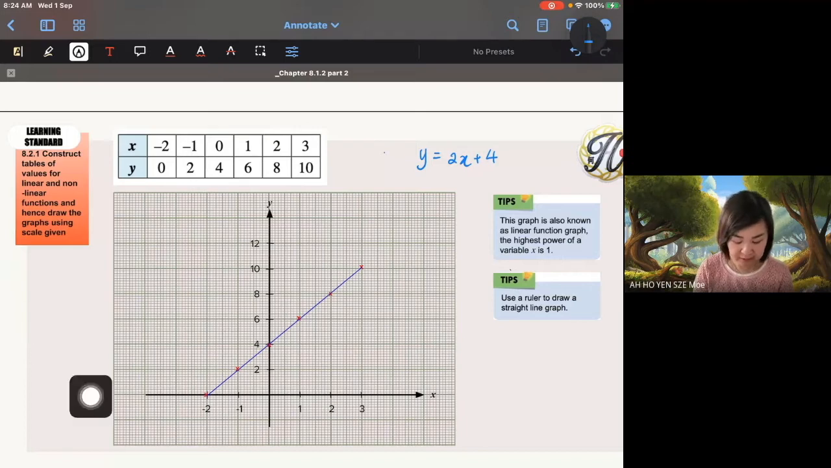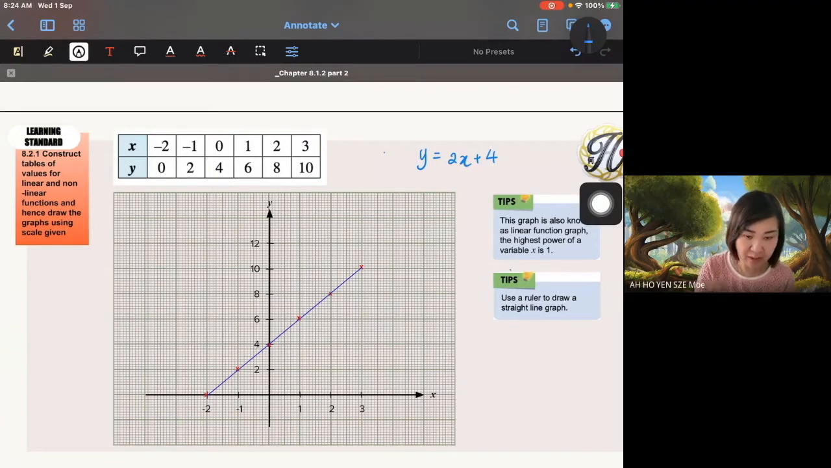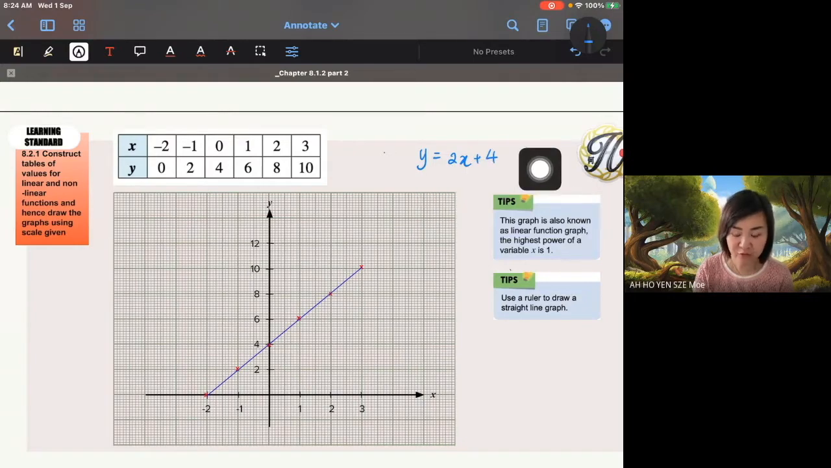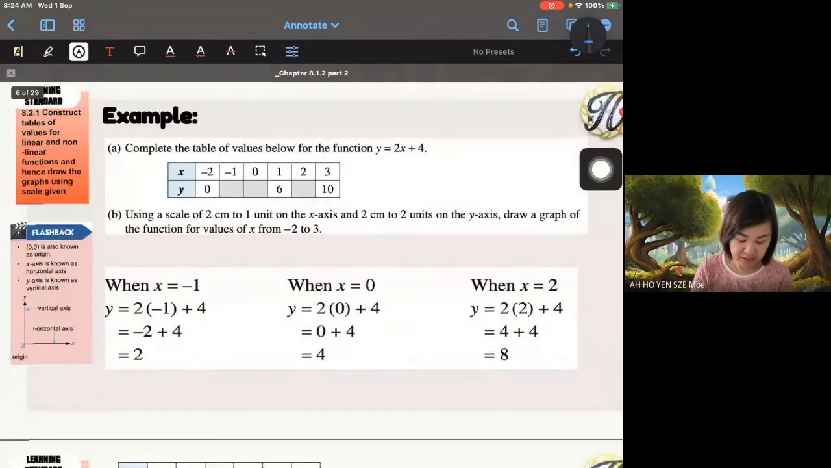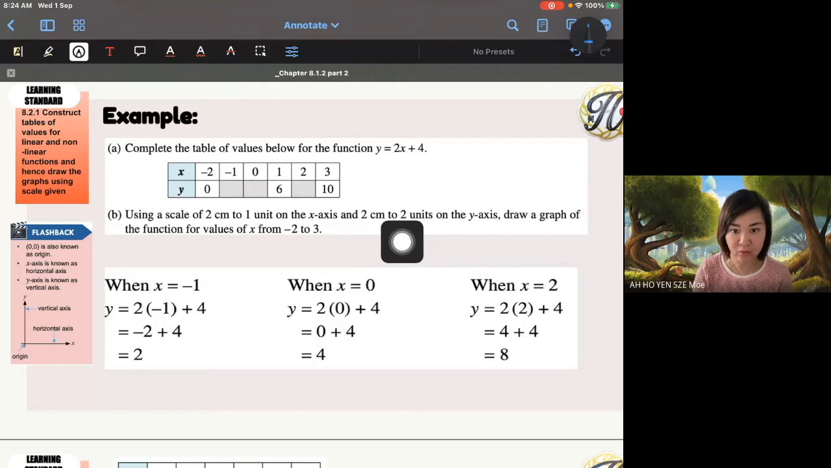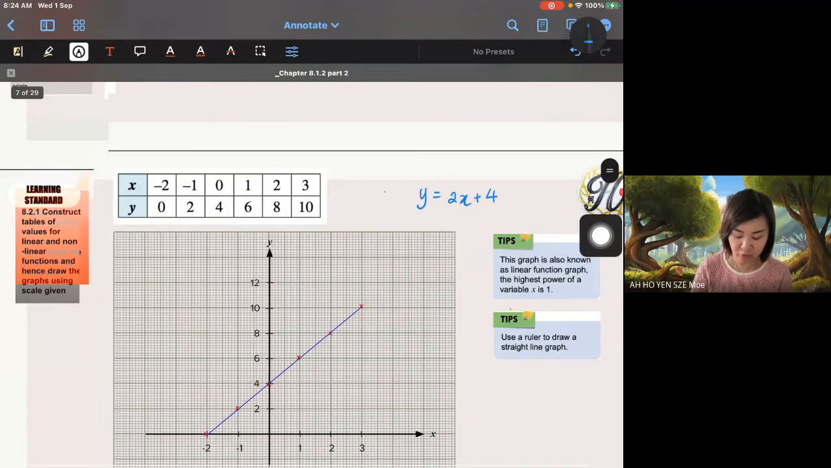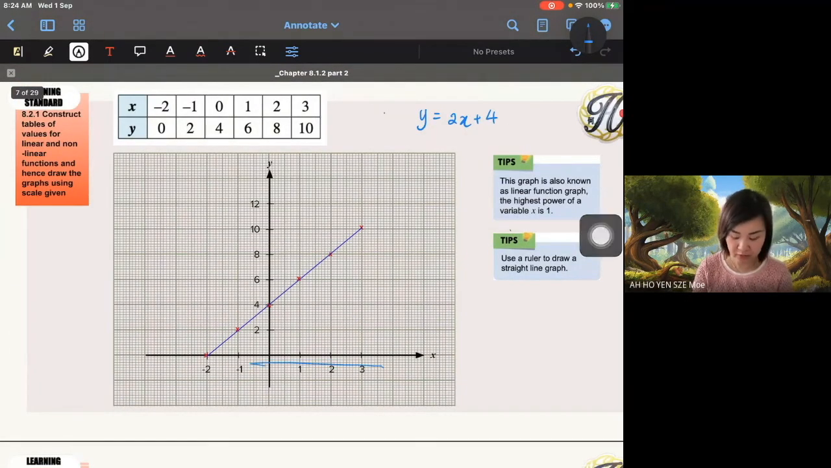Okay, because you can see this one, for those who missed your lesson last week. This box, this square here, one square actually represents 2 centimeters. The small one is 1 centimeter, so the big one is 2 centimeters. So we have to follow the scale. The scale here is to use 2 cm to 1 unit on the x and 2 cm to 2 units on the y. So this one is your x. Okay, so it's 2 cm.